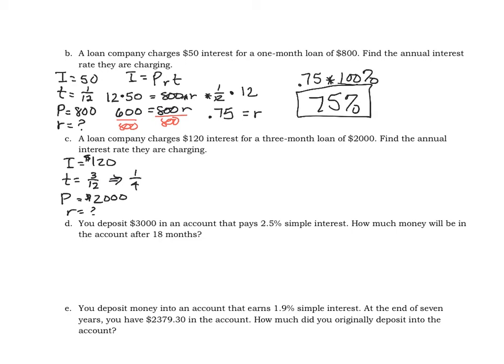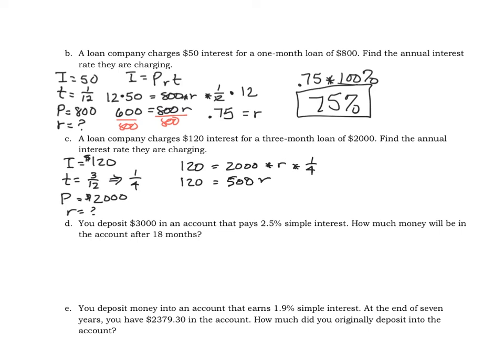Okay, so interest equals principal times our rate times our time. Let's go ahead and see. 2,000 times 1 divided by 4 gives me $500. So I can go ahead and just multiply that out. So I get 500 R.